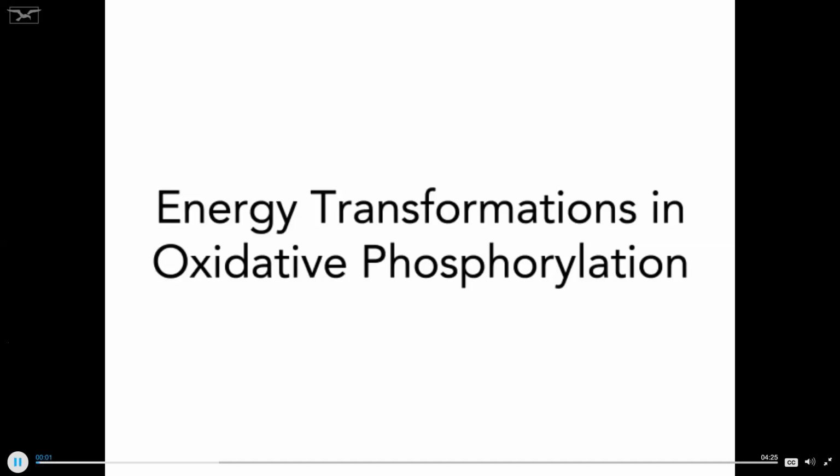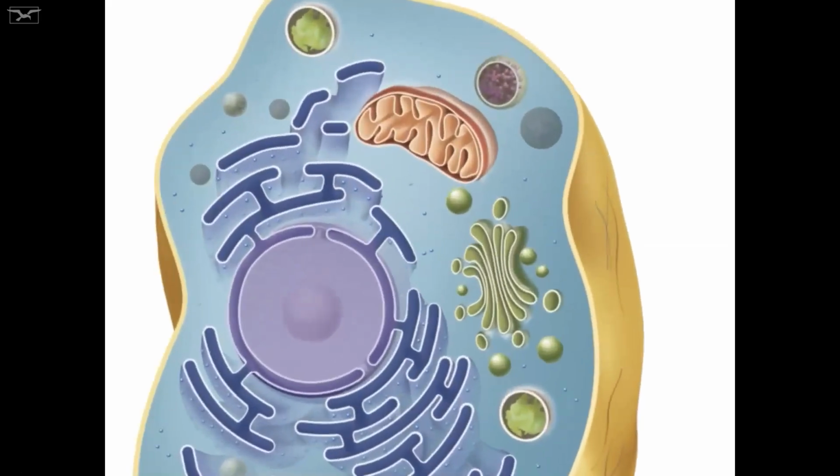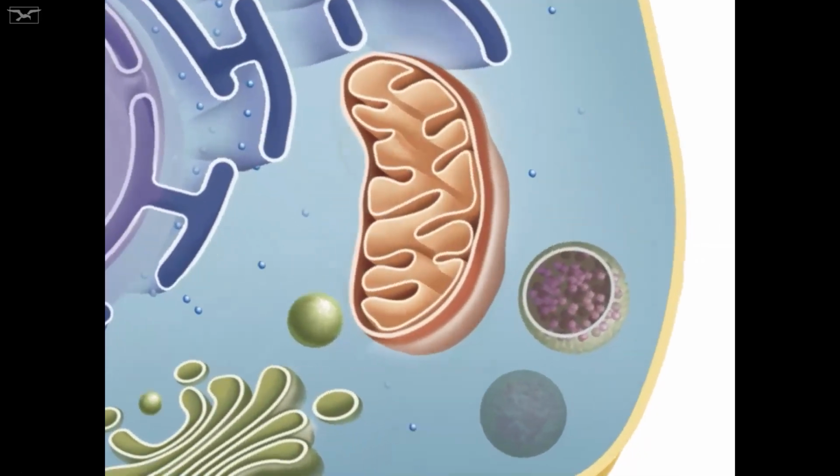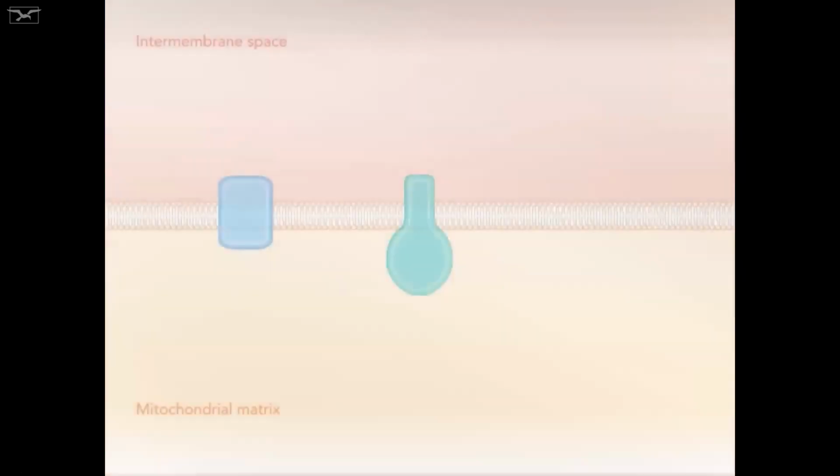Energy transformations in oxidative phosphorylation. Most cellular energy in eukaryotic cells is generated in the mitochondria through the process of oxidative phosphorylation. This process consists of a series of energy transformations that result in ATP synthesis.